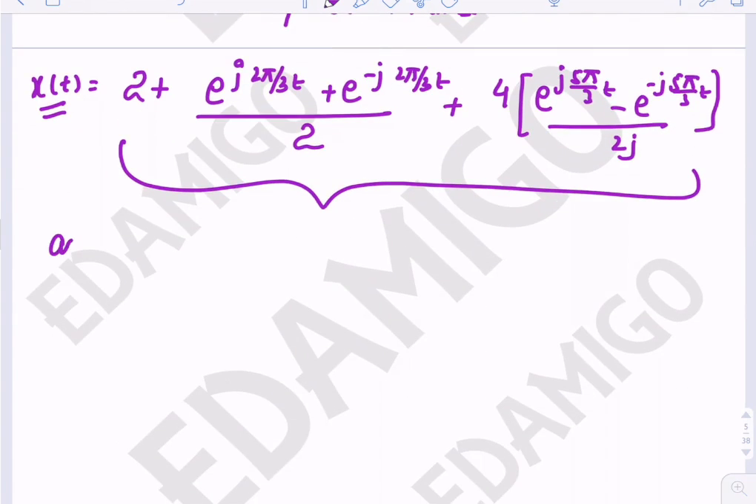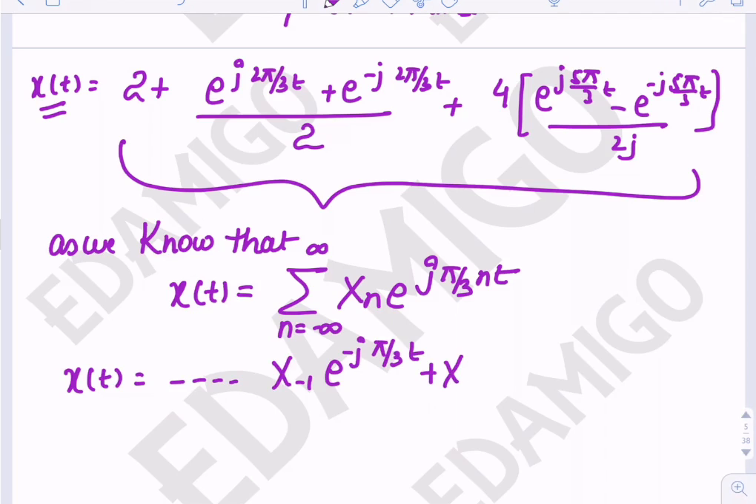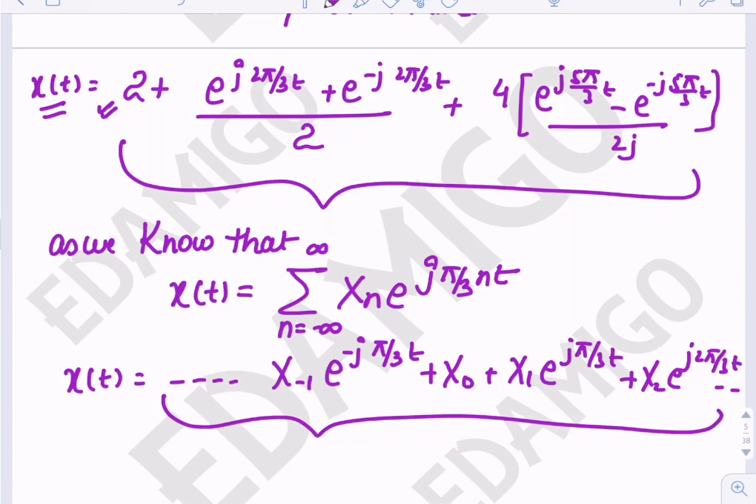Now as we know, x(t) is equal to the summation of x_n e to the power j omega naught n t, where omega naught is pi by 3, n equals minus infinity to infinity. So we can say that x(t) is equal to ... x of minus 1 e to the power minus j pi by 3 t plus x0 plus x1 e to the power j pi by 3 t plus x2 e to the power j 2 pi by 3 t and so on. Now if we compare this whole expression with this expression, then we will get the values of x_n easily.